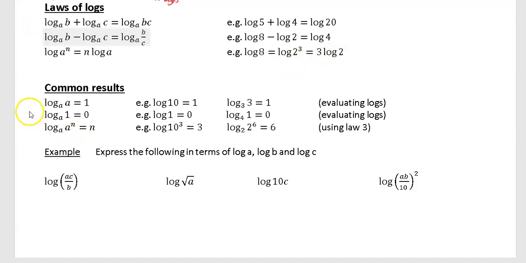Okay, three common results which are very, very useful. The first one is log to the base a of a is equal to 1. So for example, log to the base 10 of 10 is equal to 1.